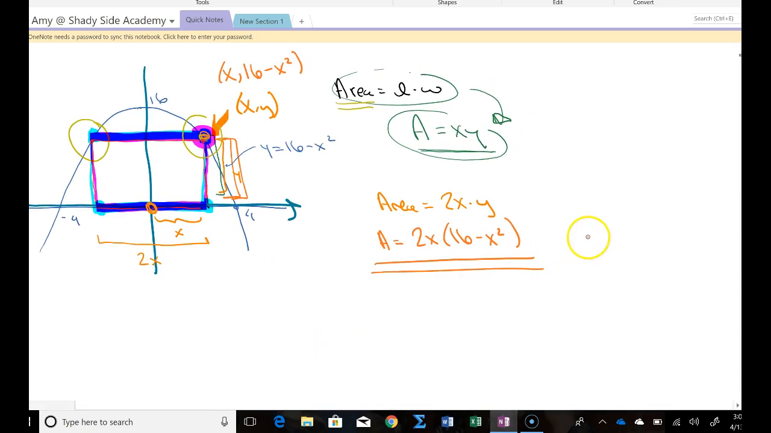By logic, x has to be bigger than 0, but also x has to be less than 4, right? Because if this length is x, x can be 0 or it could be 4. Actually, no, x cannot be 0, x cannot be 4. So x is between 0 and 4.